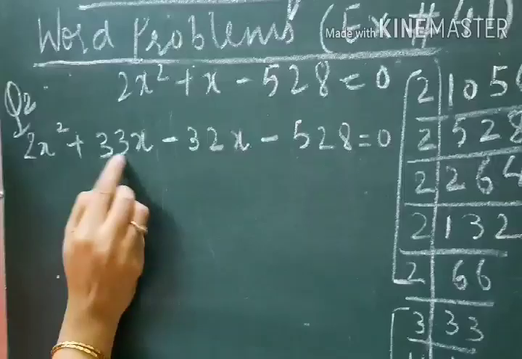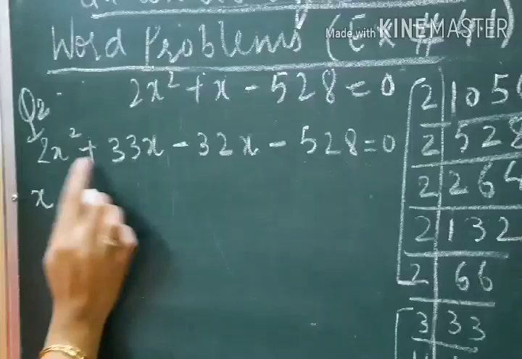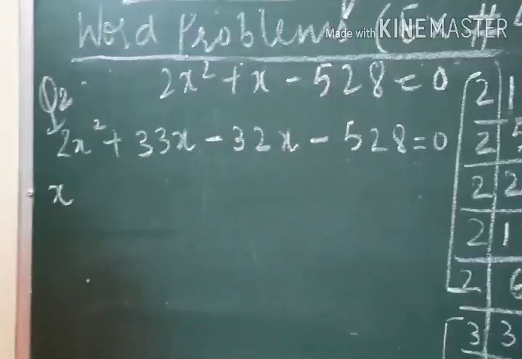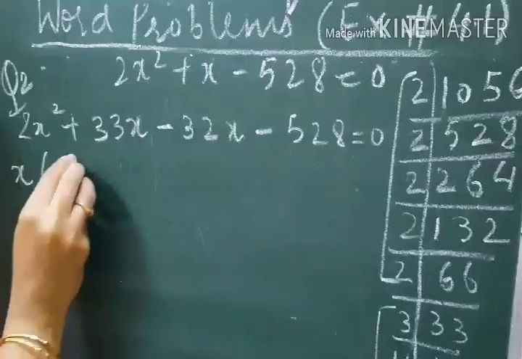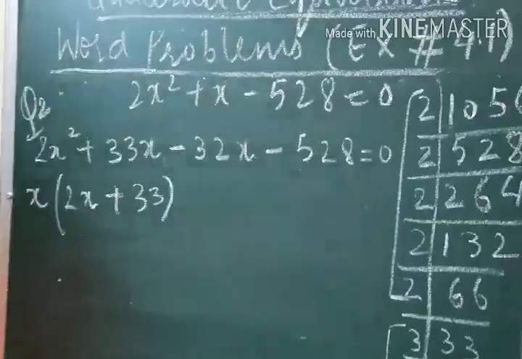Now just take what is common. What is common out of these two? Only x, because 2 and 33 do not go in any table. Now what is left? 2x plus, as x is out, so only 33 is left.